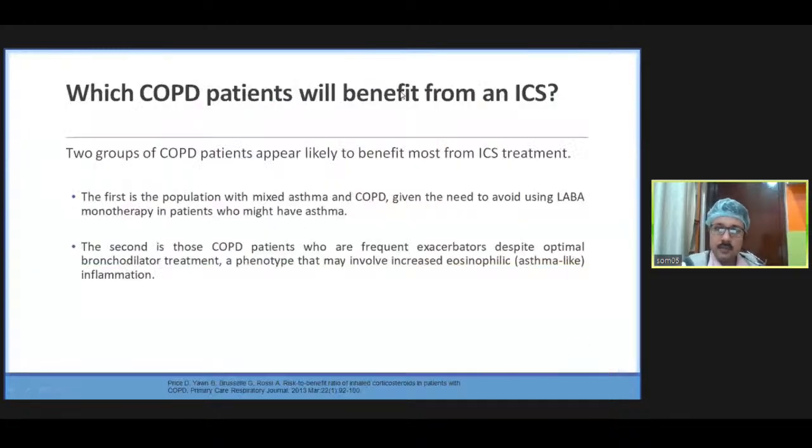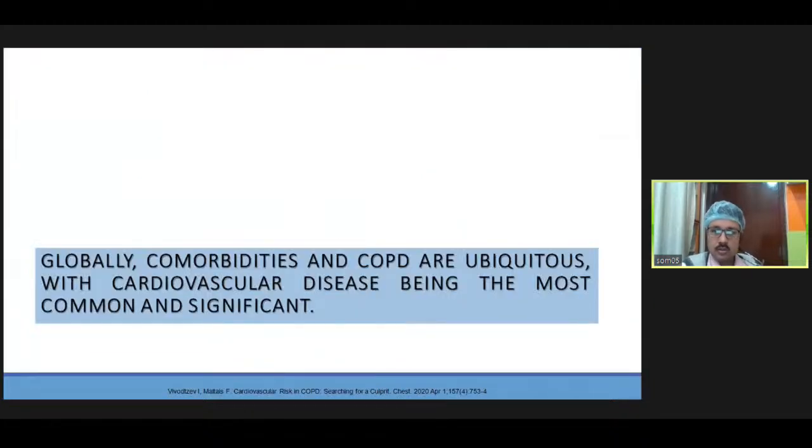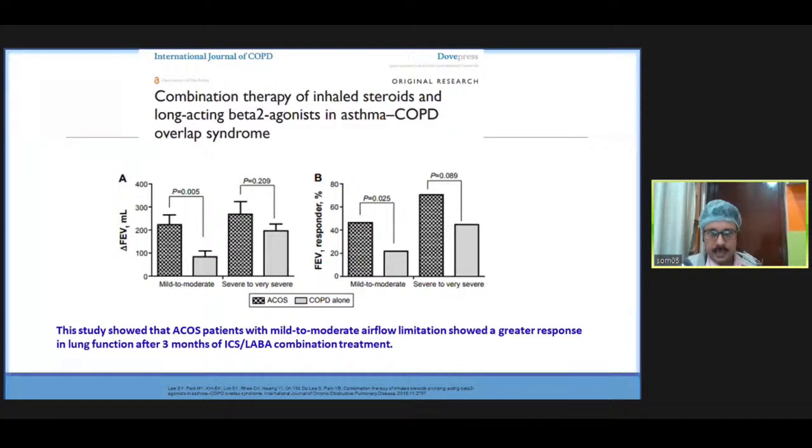Now, the combination therapy of inhaled steroids and long-acting beta-2 agonists in asthma COPD. This study showed that asthma COPD overlap patients with mild to moderate airflow limitation showed a greater response in lung function after 3 months of ICS plus LABA combination therapy. So this slide that I had discussed earlier tells us the indication of inhaled corticosteroids in COPD patients.